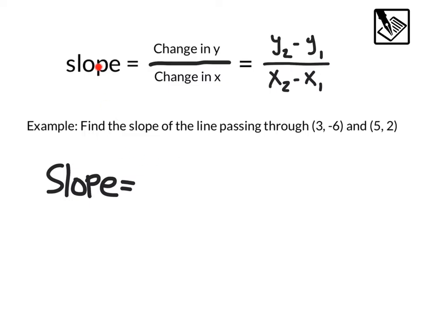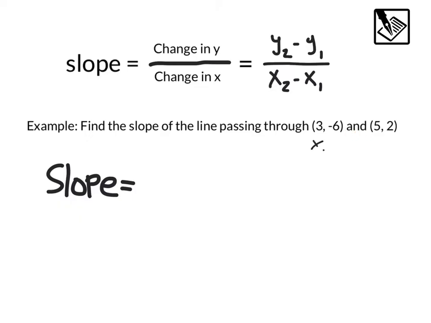We also might remember that slope is the change in y over the change in x. In other words, we can subtract the y values of 2 points, y2 minus y1, and put that over the change in x, or the subtracting of two x values, x2 minus x1. Let's take a look at an example. Find the slope of the line passing through the points (3, negative 6) and (5, 2).